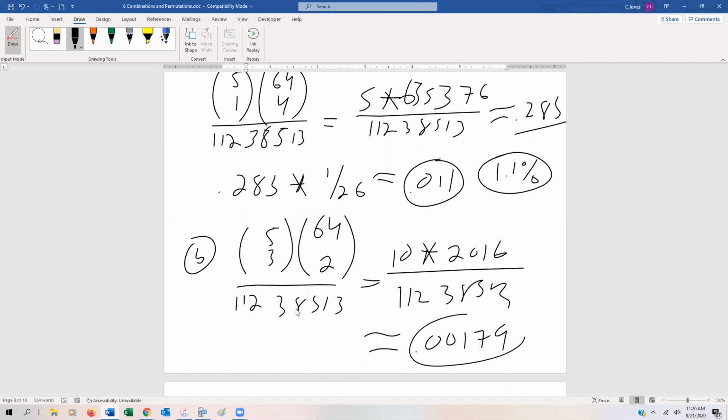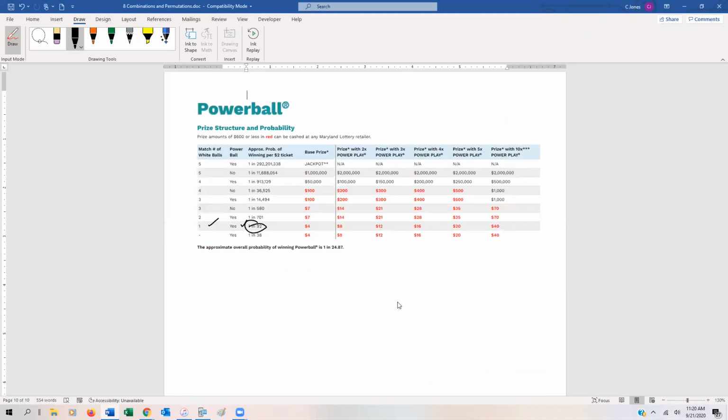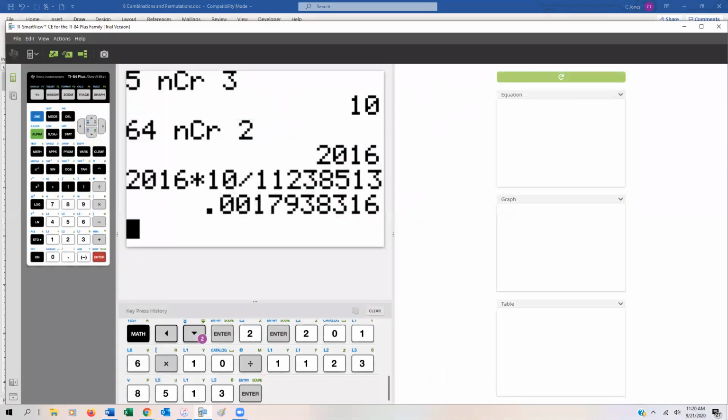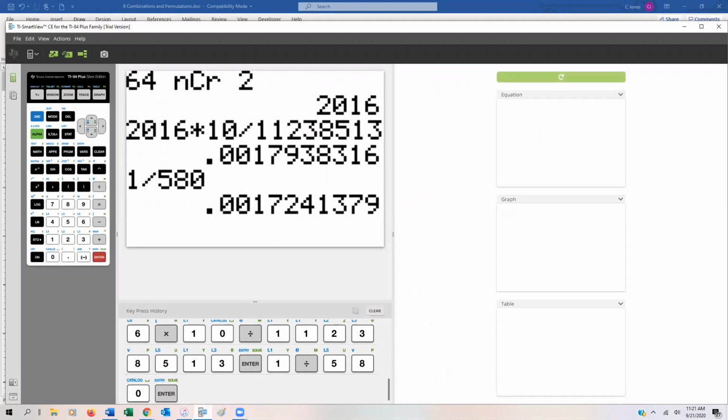All right, so let's just kind of keep that on hold for right now. Now we go down, and we have 3 and no Powerball. All right, and somebody wins $7, and they're telling us the probability is 1 in 580. So let's plug that in. So 1 out of 580. All right, and there we go. All right, now it's just a little bit off.